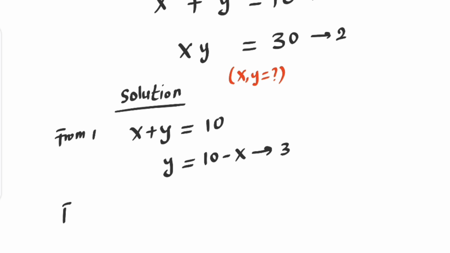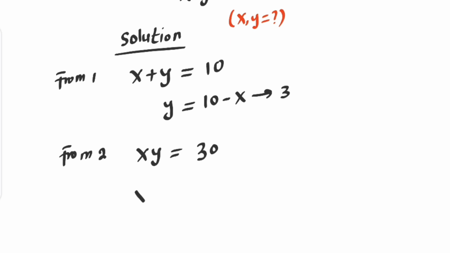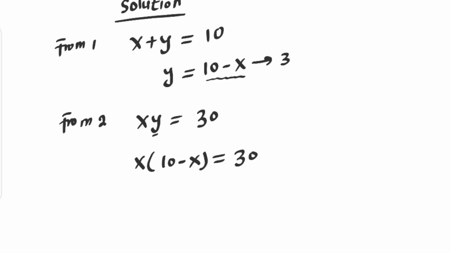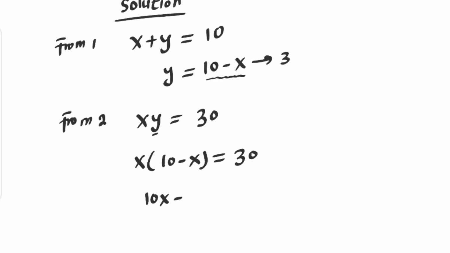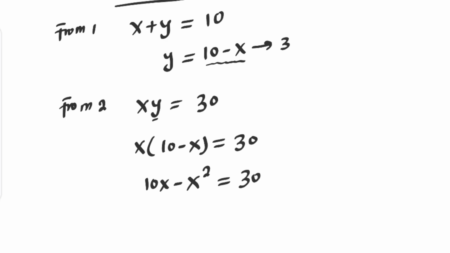Then from equation 2, xy is equal to 30. We can now substitute for y. x bracket, this y is equal to 10 minus x, is equal to 30. Let us open the bracket. x multiplied by 10, 10x, minus x multiplied by x, x squared, is equal to 30.